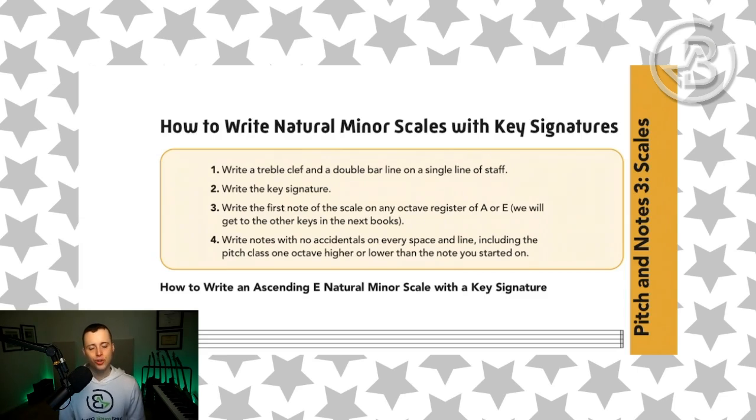In this lesson, you are going to understand how to write natural minor scales with key signatures. So as you learned when we talked about the relative keys, C major and A minor share the same key signature because they have the same notes, and the key signature is just showing what notes are in the scale. And G major and E natural minor also share the same key signature because the key signature is just showing what notes are in the scale.